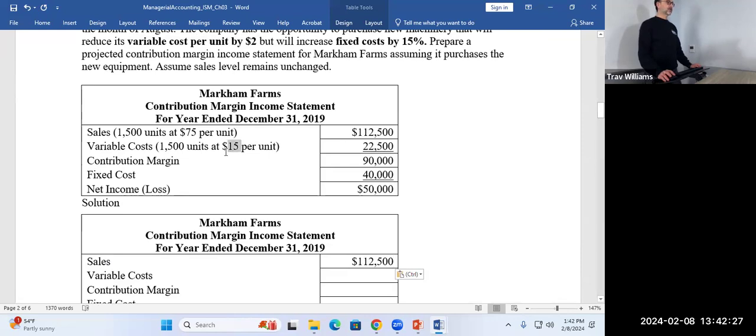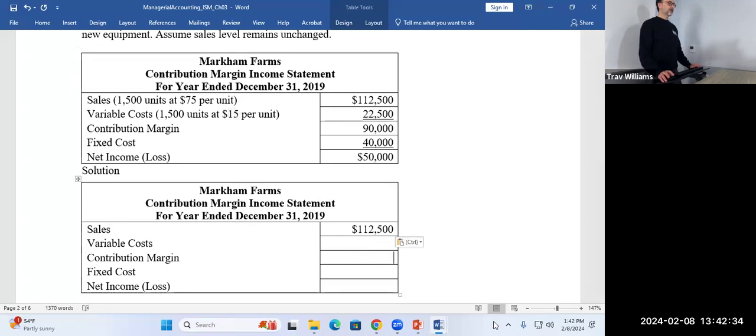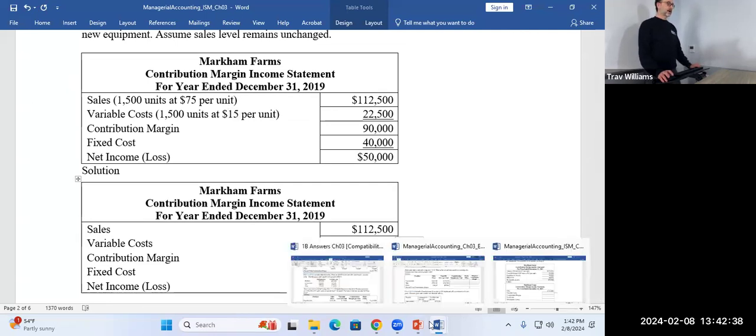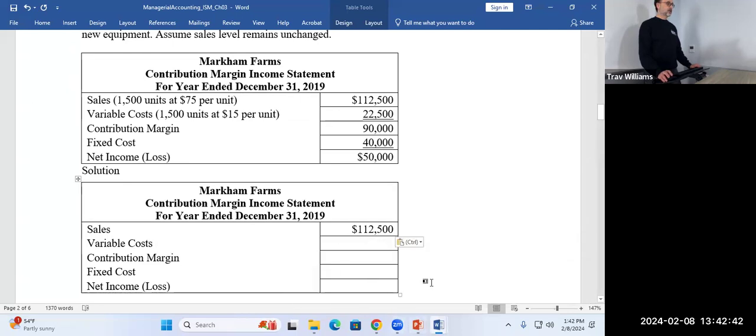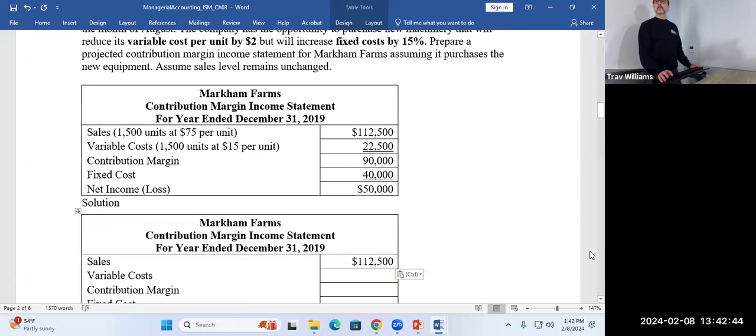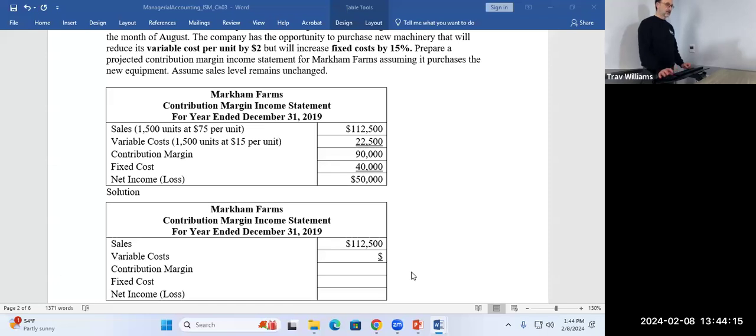The old cost was 15 per unit. So you'll have to make the adjustment and figure out the new variable costs. Then you'll have to figure out the new contribution margin, subtract the new fixed cost, and then you'll get to the new net income or loss. Okay? So go ahead and work on that one for a couple minutes. Try this again.